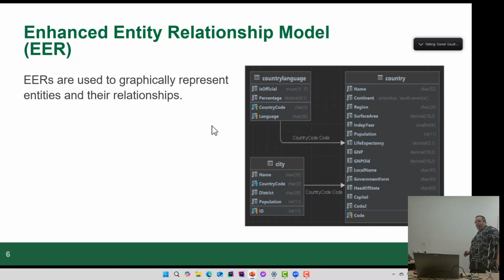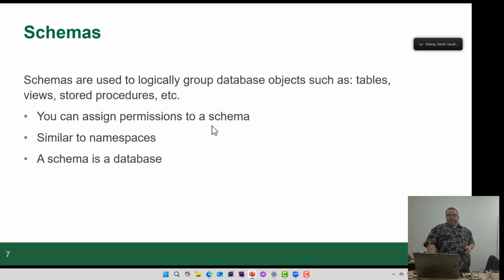Okay, so ERDs are diagrams, in this case they call them enhanced ERDs. Basically, it's a graphical representation of the structure of the database. You can look at the diagram and basically figure out what's connected to what. Again, it's more of a level 2 concept at this point, but diagrams exist to make your life easier. So schemas are the next piece up.